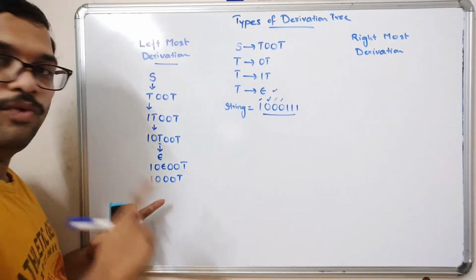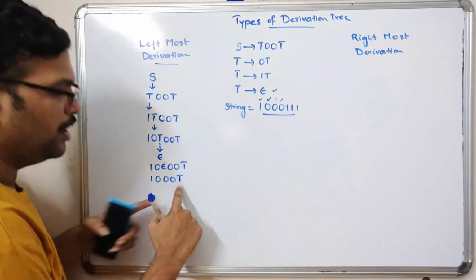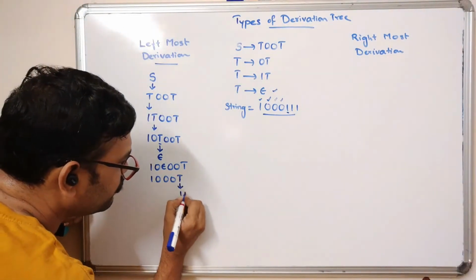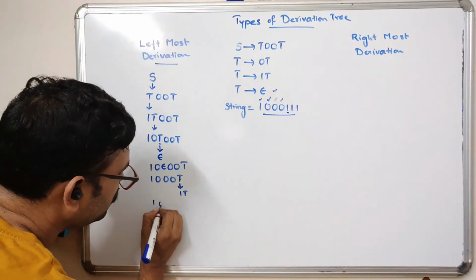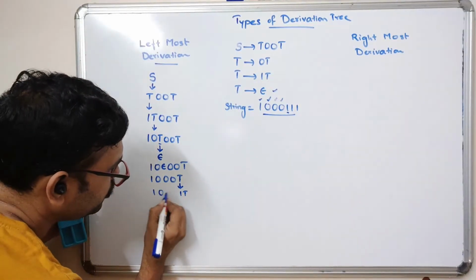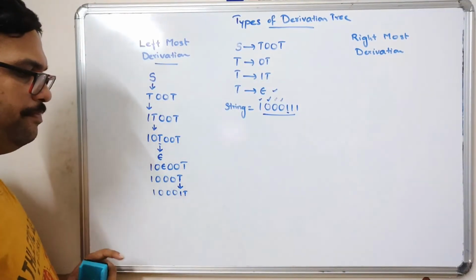Now among this, only one non-terminal is there, this one. Now what is the result? The next one is 1. So this will be substituted with 1T. So 1 0 0 0 1T.